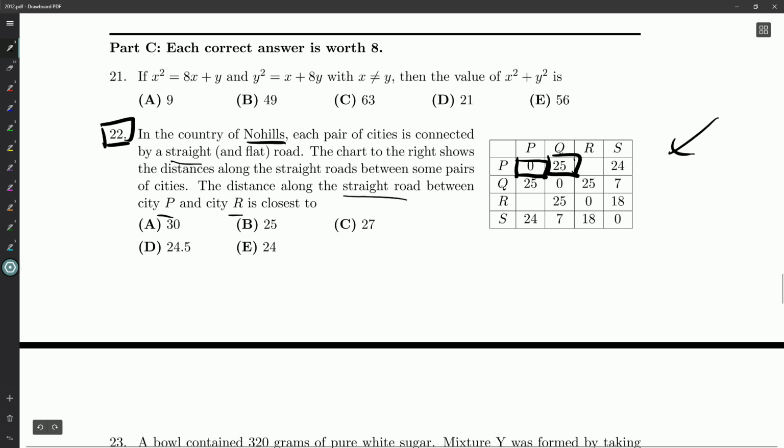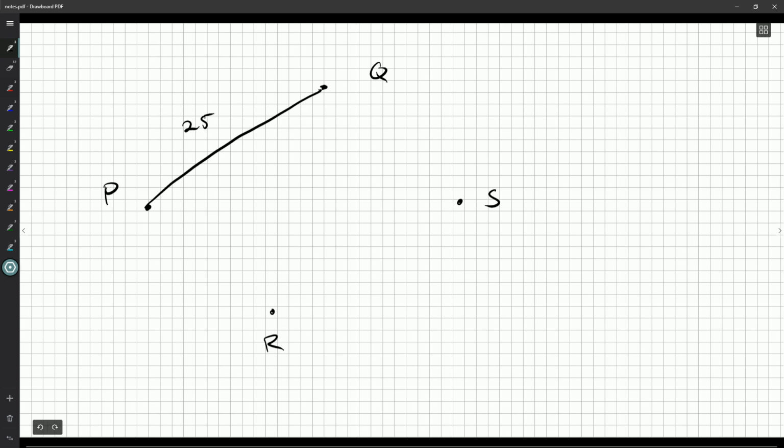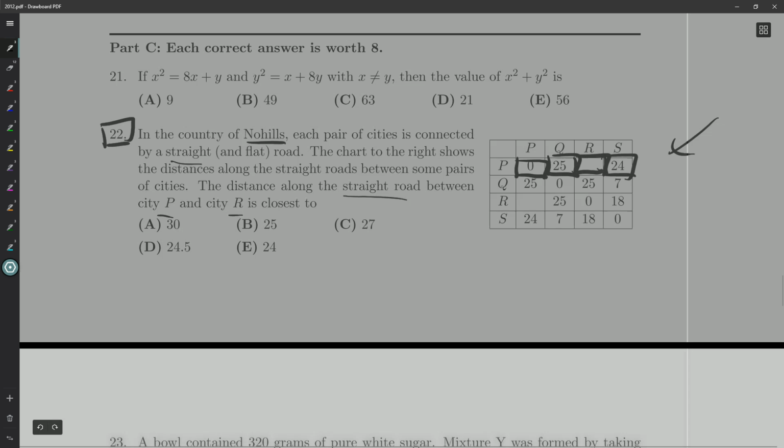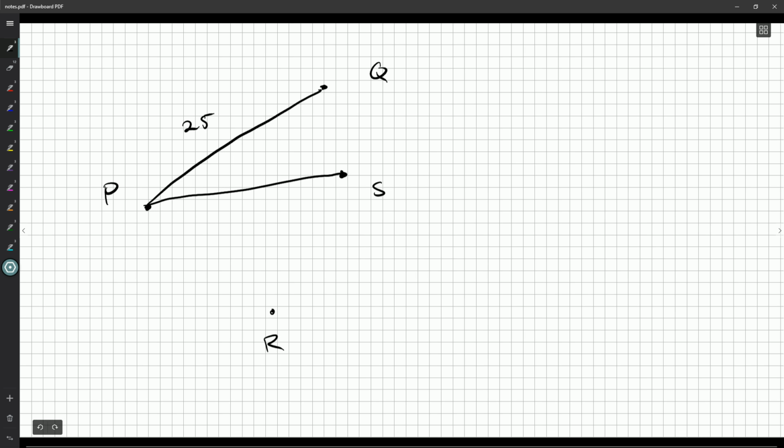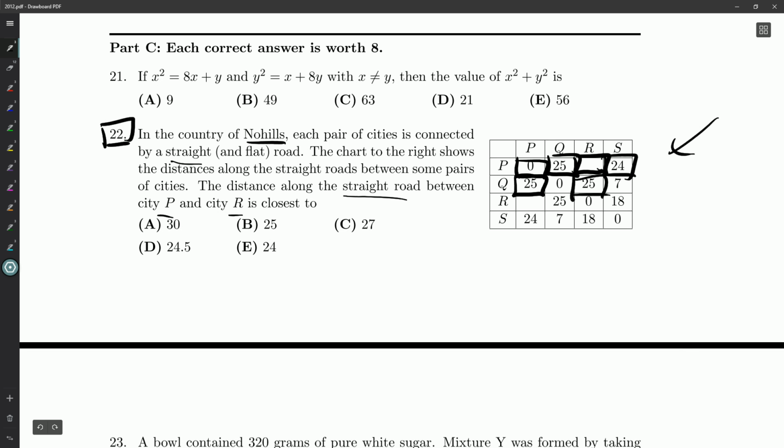How about P to R? Well, that's the thing we need to know. P to S is 24. So I might move S a little closer. Okay. Now, Q to P, we know that that's 25. Q to Q, of course, that's nothing. Q to R is also 25. So we might drop something like this and say that's 25 as well. Q to S is 7.